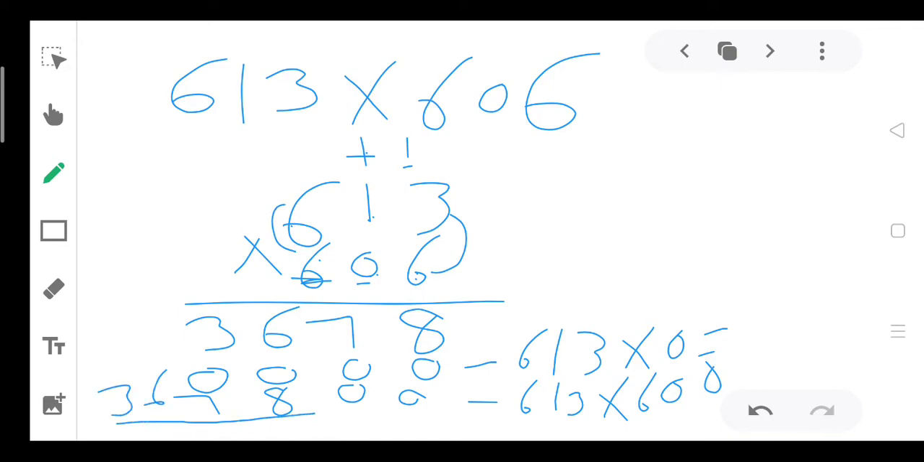Now we will add it. 8 plus 0 is 8, 7 plus 0 is 7, 8 plus 6 is 14, 1 goes as a carry, 7 plus 3 is 10 and 1 is 11, 1 goes as carry, 6 and 1 is 7, and 3 as it is.